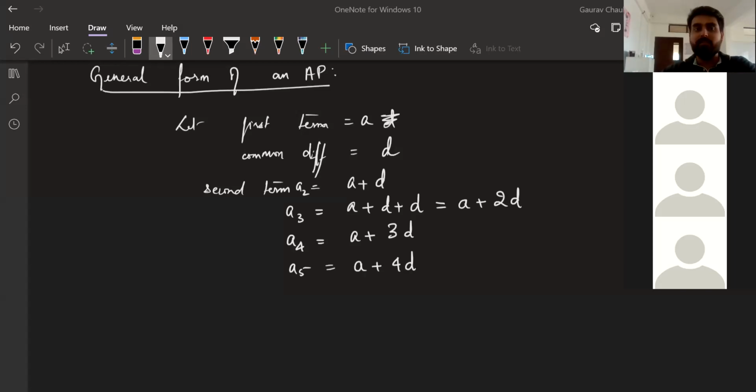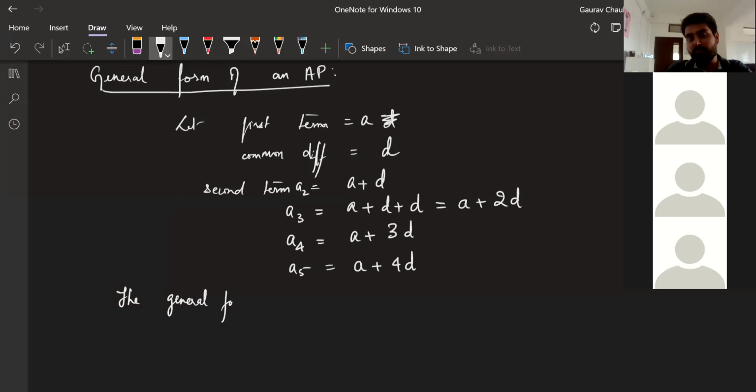So what we're trying to do is write a general form, in terms of variables only. For any A, any D that you have, this is going to happen, whatever the first term is and whatever your common difference is. So the general form is given like this.